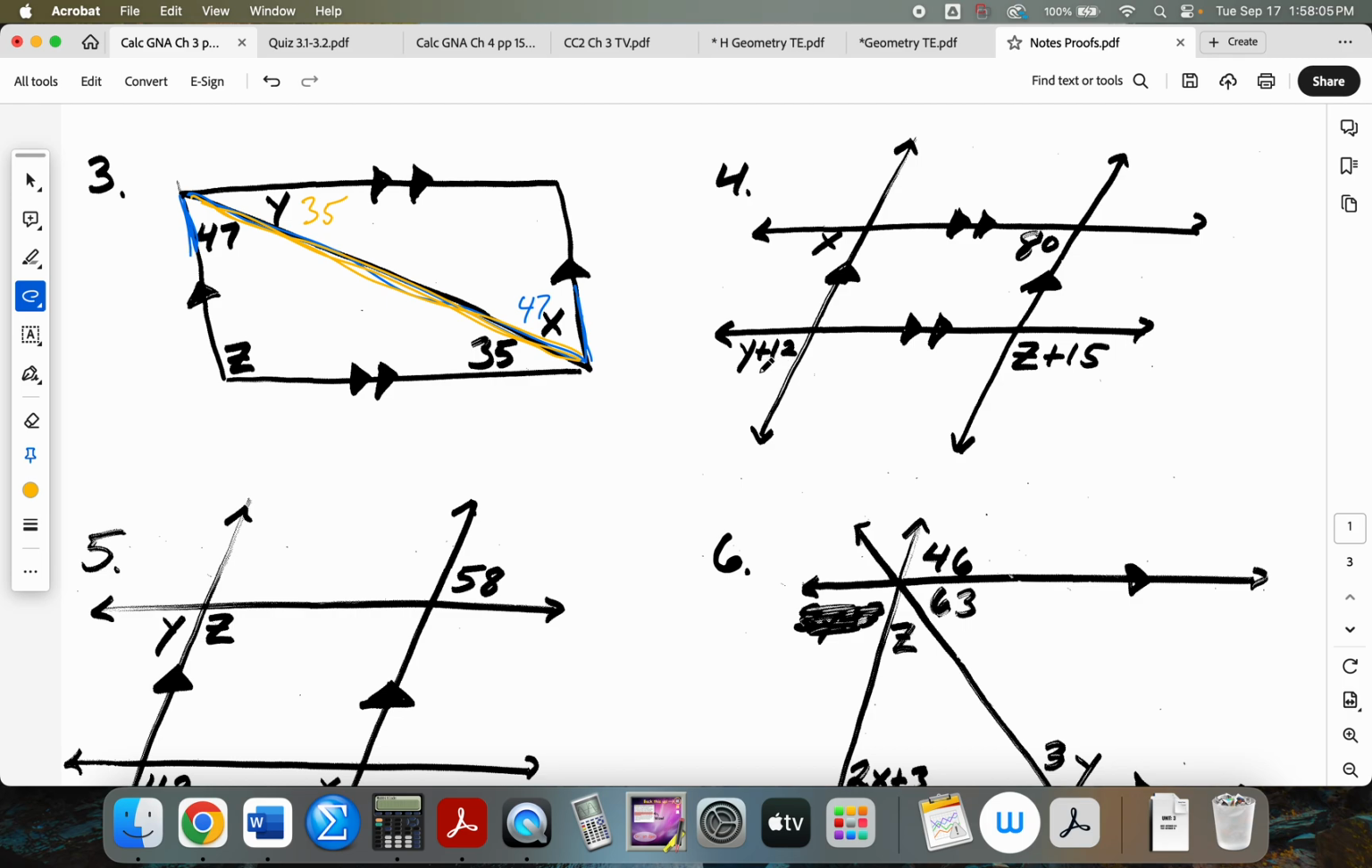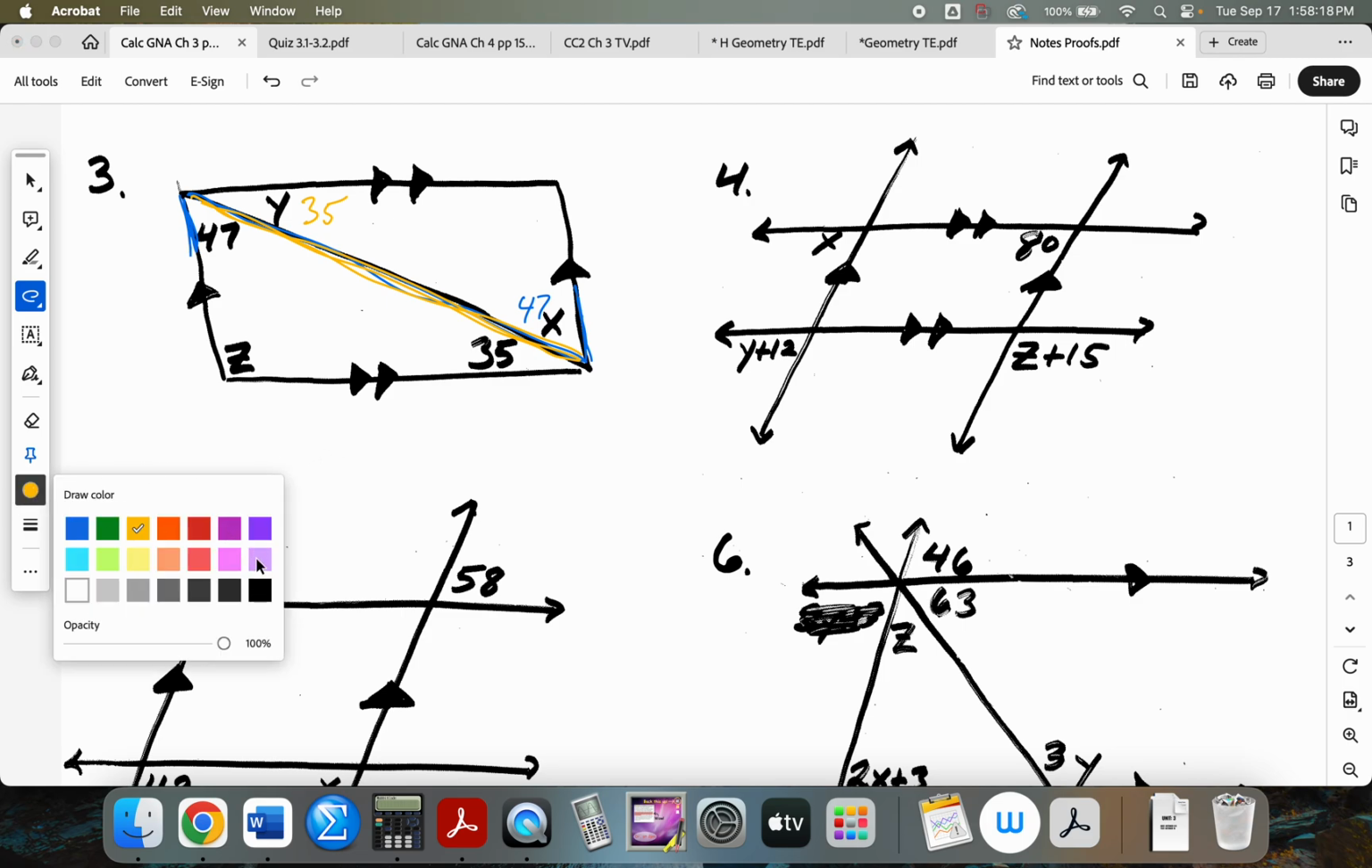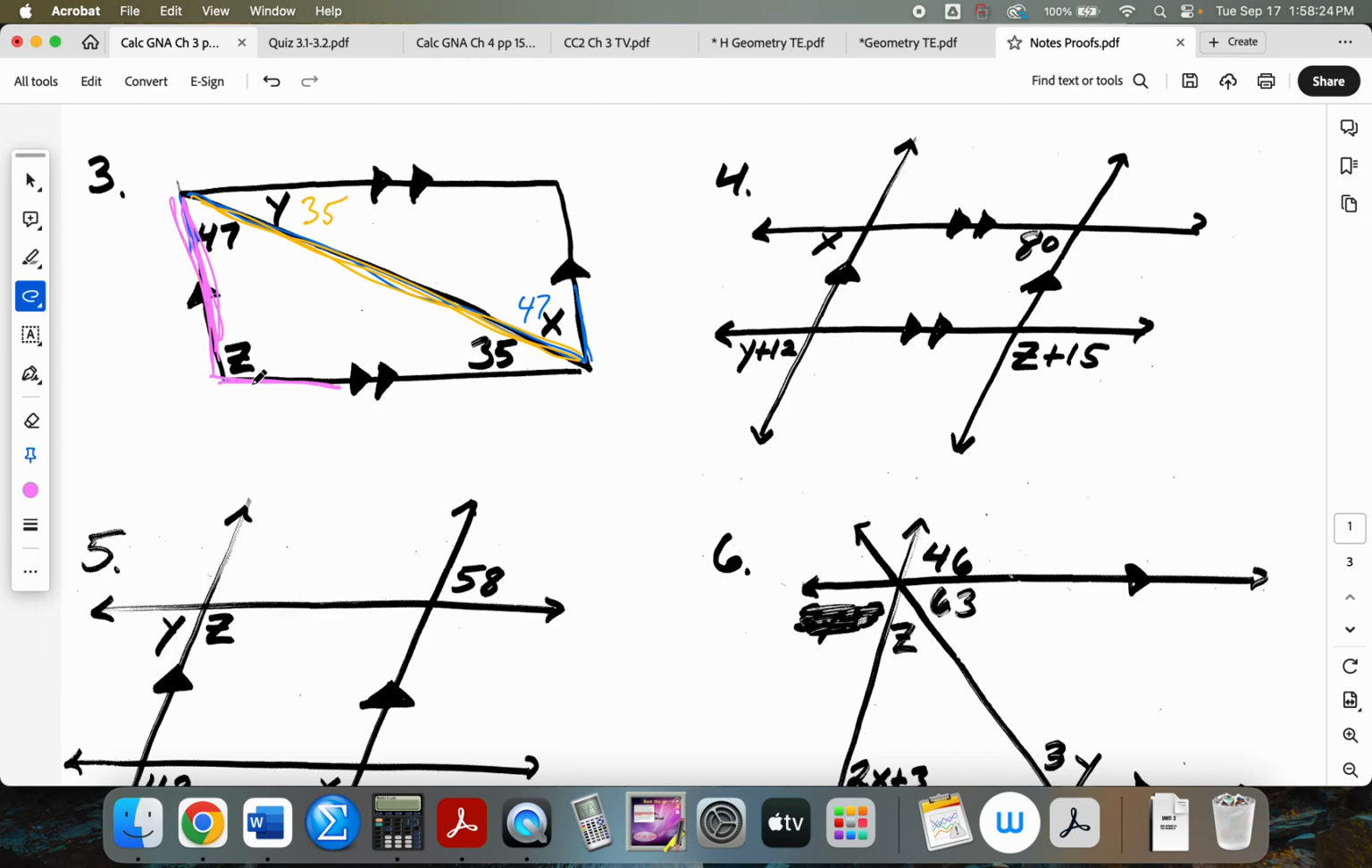Now, with z, you're like, oh, wait a minute, I don't want to go along the parallel line. Well, you're going to have to go along one of them. It really doesn't matter which one, though. Let me switch colors again. So let's say I go this way. Here's angle Z. I'm going up here. Here's the other line that's parallel to this line.